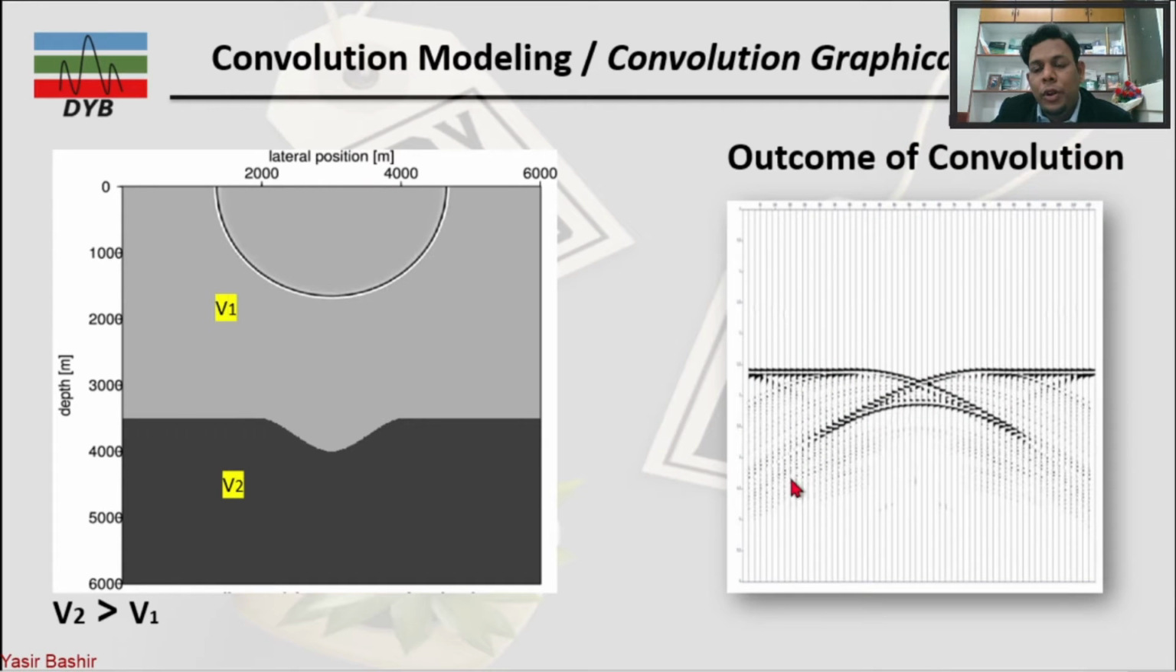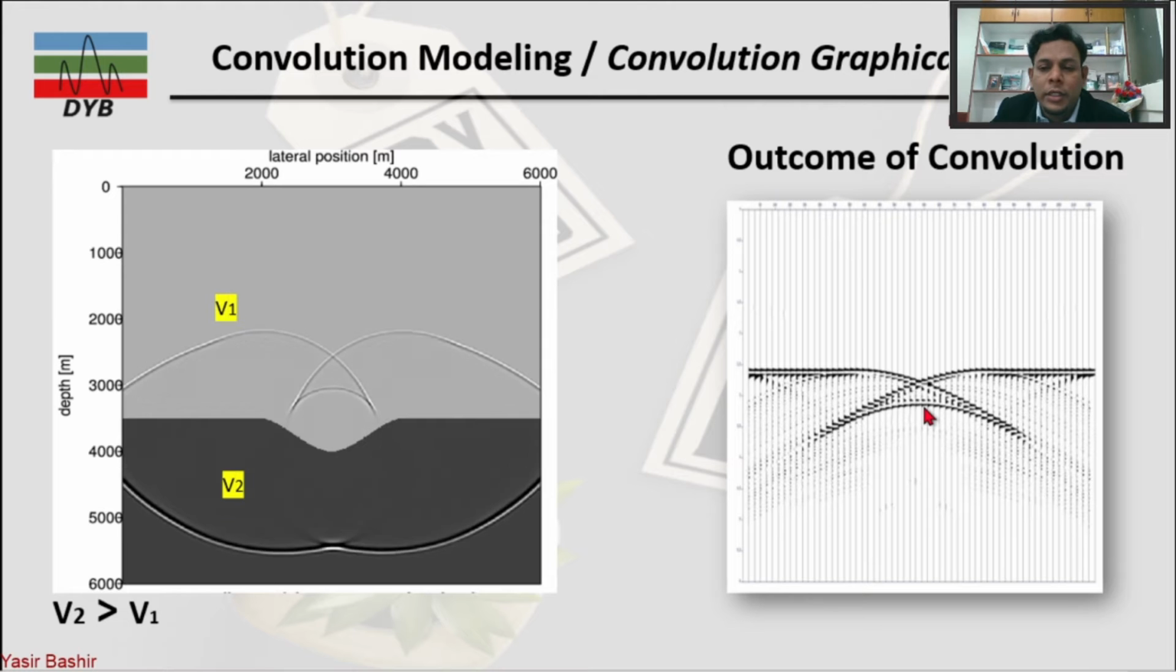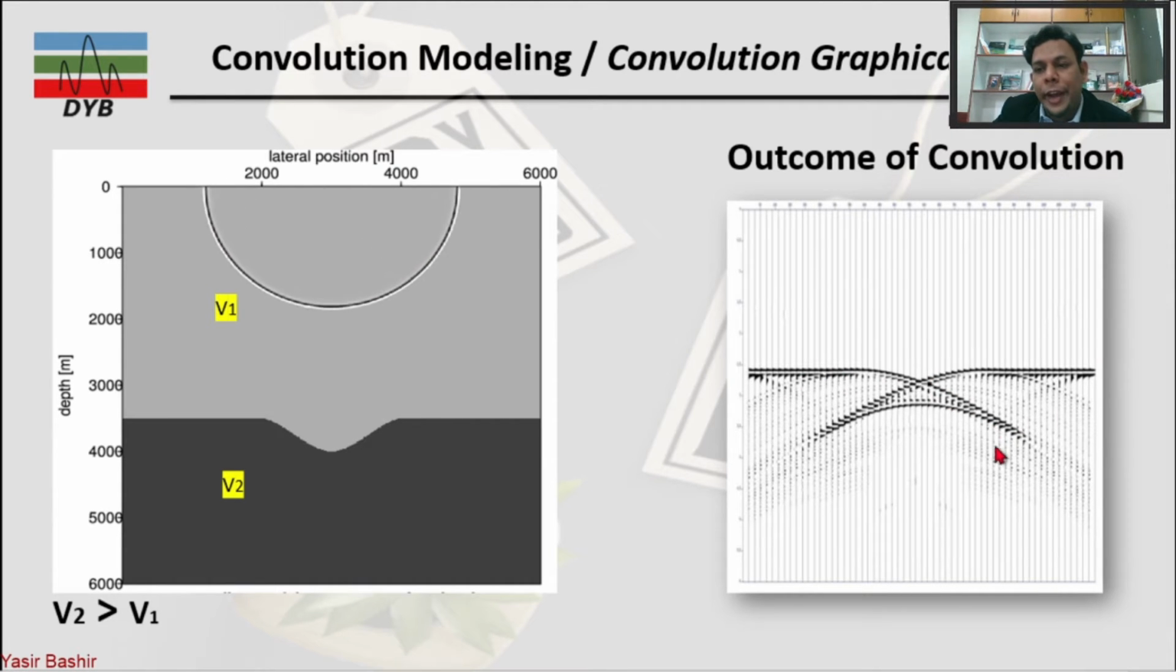The output of this convolution, of the wavelet and the reflectivity, is the shot gather data, or this is actually the offset gather data. Over here the reflectivity is in the sense of a sync light, and the source was zero offset. That's when we have the bow tie. So this is the outcome of your convolution.